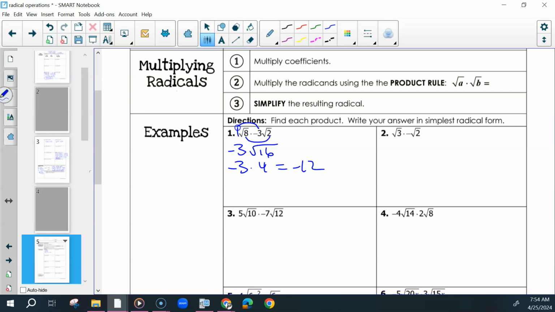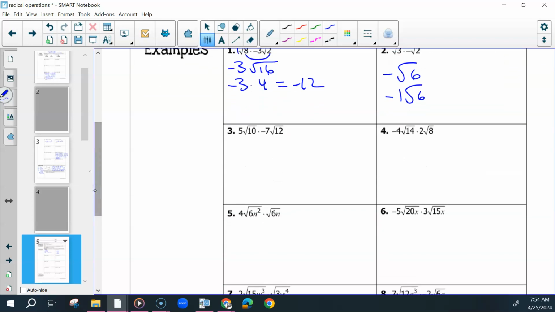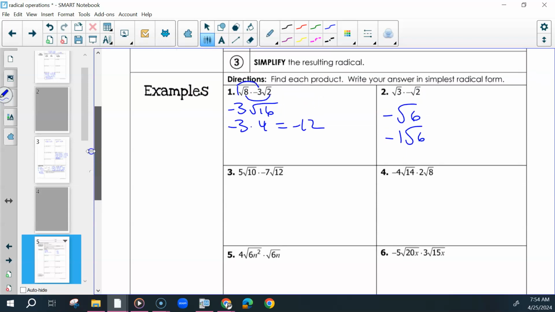So sometimes you get really nice things like this, where it's a perfect square. Sometimes that's not the case. So then what would number 2 be? Negative root 6, or negative 1 root 6. Multiply the outsides together and the insides together. So why did you multiply negative 1 and 6? You're multiplying the outside numbers together, which is 1 and negative 1, and the inside numbers together. You don't combine those.